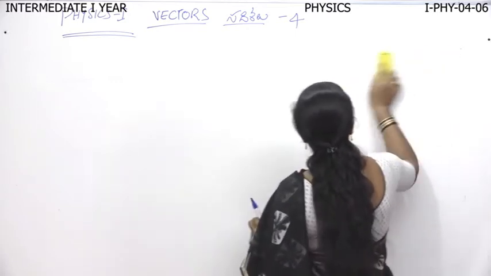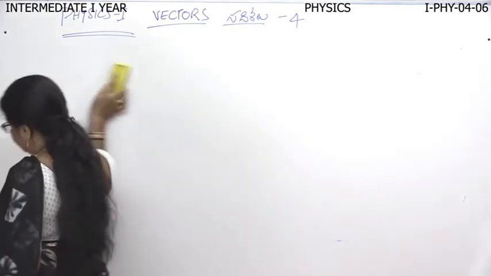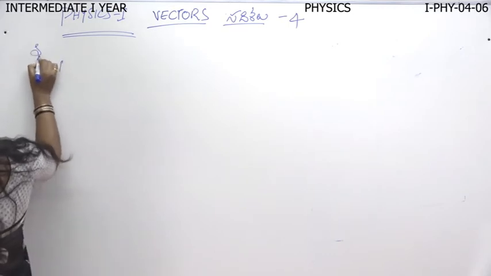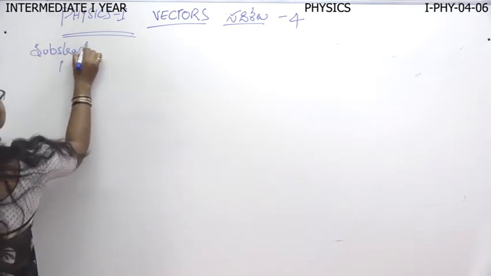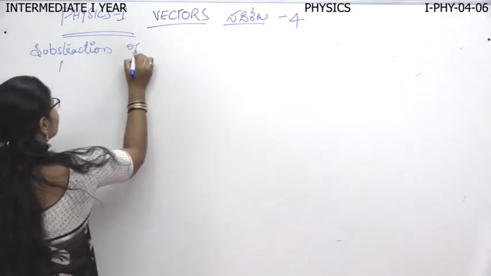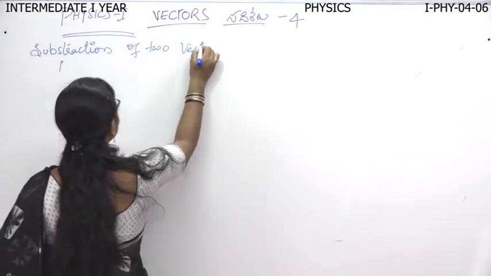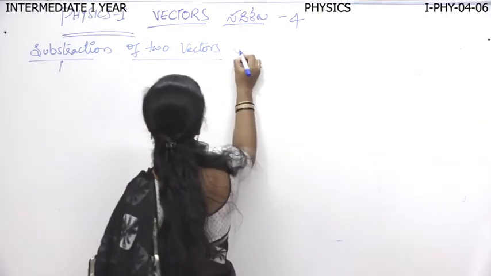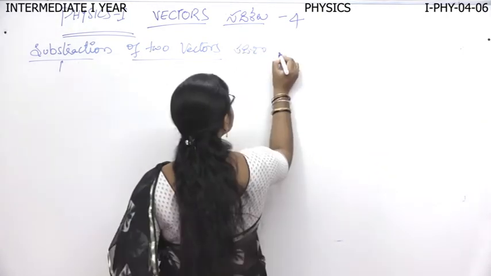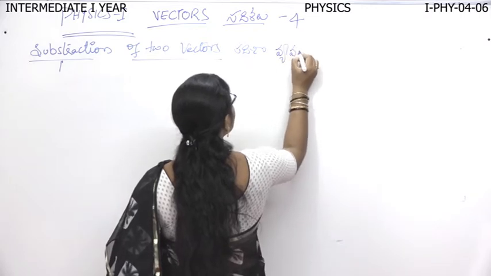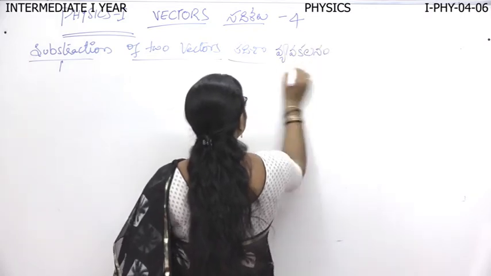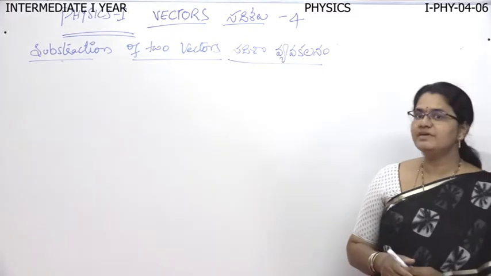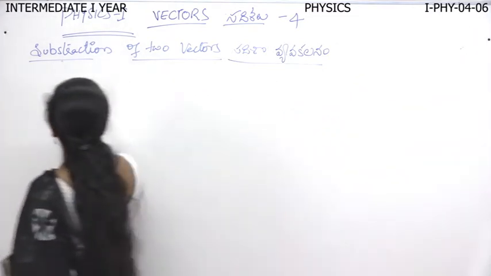ఓకే, వెక్టర్ ఏ, for example. Okay, subtraction of two vectors. Right, very good. Subtraction of two vectors. Right. So now let us study about this subtraction of vectors. సదిశ వ్యవకలనం గురించి నేర్చుకున్నాము. సో ఒక వెక్టర్ ని ఊహించుకోండి.